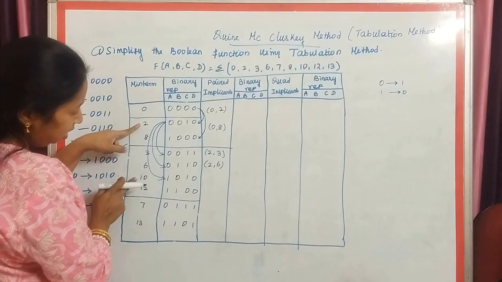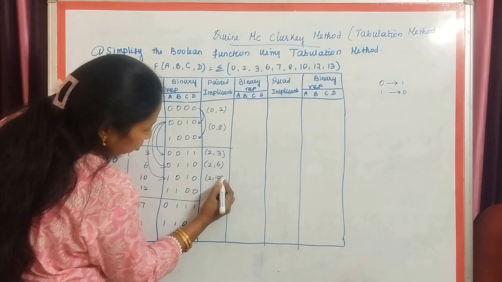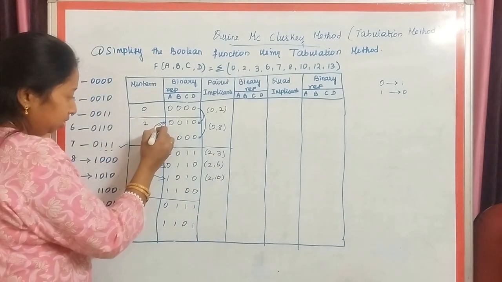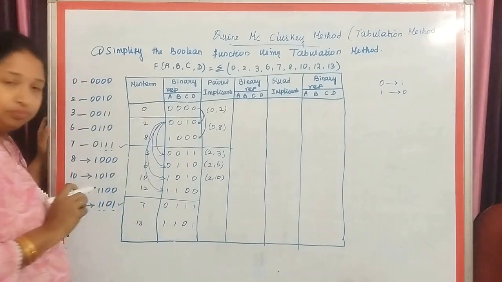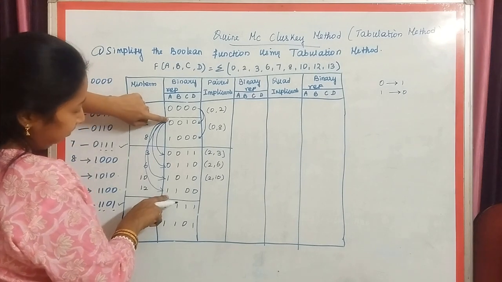Which two numbers I checked? I checked 2 with 10. So I'll write that pair 2 and 10. Is that clear? Now check 2 with 12. Check on the digits. First digit, there is a bit change.